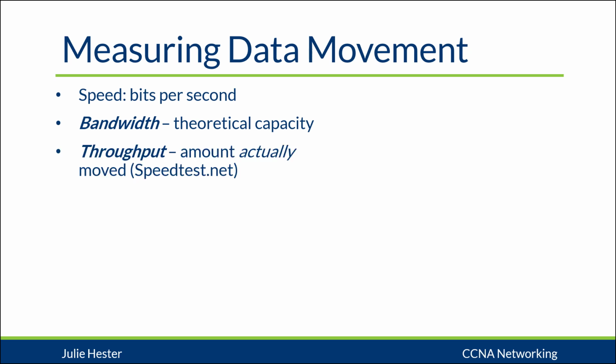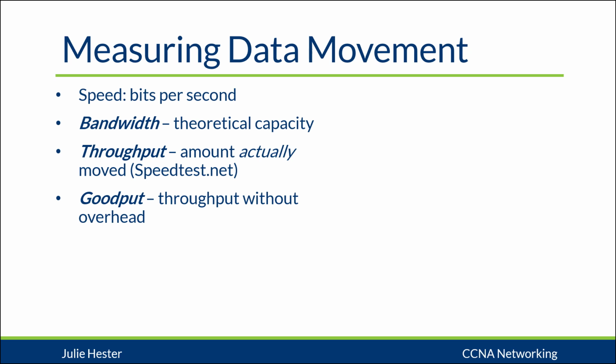Throughput is what we actually see. That's the amount of data that gets moved. So bandwidth may be what your ISP sells you. Throughput is what you actually get. And if you want to see what the throughput is in your network, you can use a site like speedtest.net to measure it.